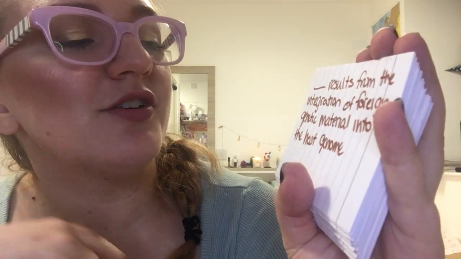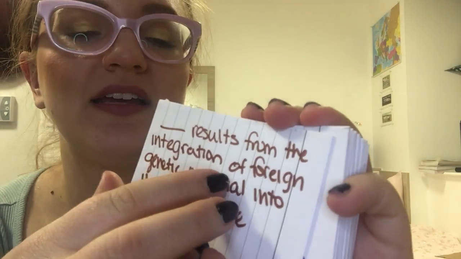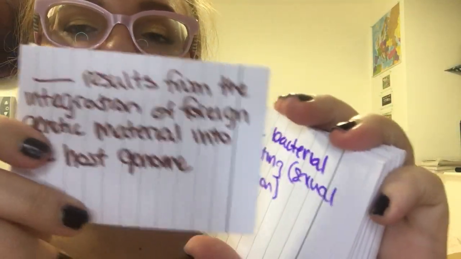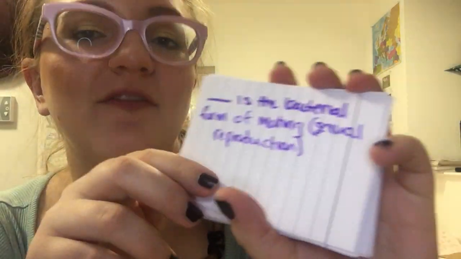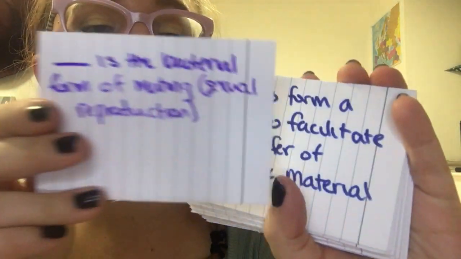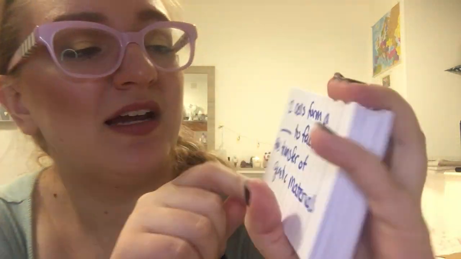Blank results from the integration of foreign genetic material into the host genome. That one is transformation. Blank is the bacterial form of mating, or sexual reproduction. That one is conjugation, which I think is probably the most interesting one.